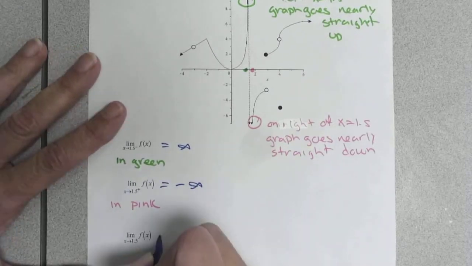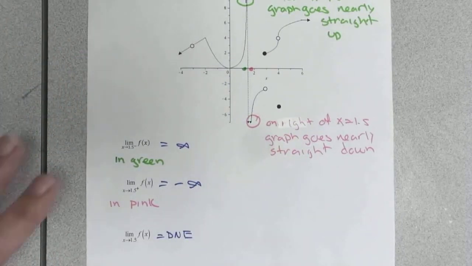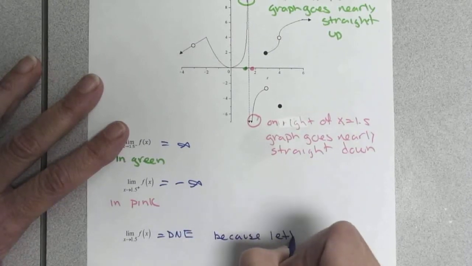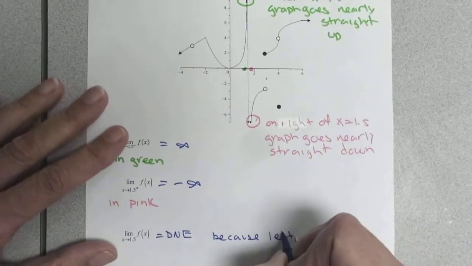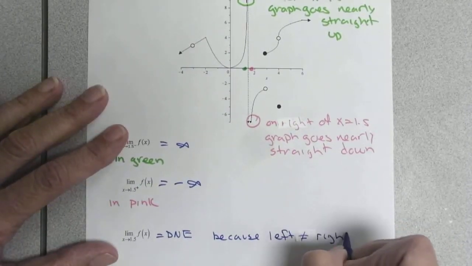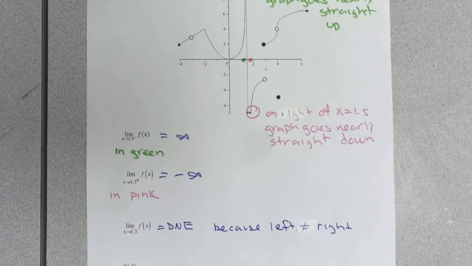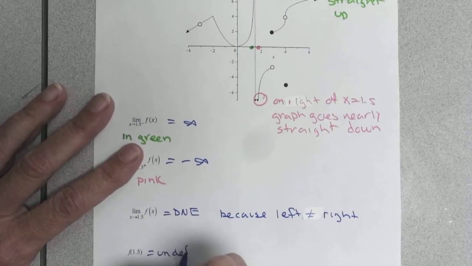At 1.5, the two-sided limit, we can't say anything other than it does not exist. And that is because left did not equal right. Now, had both of them been infinity, we could say that the two-sided limit was infinity. If both left and right had been negative infinity, we could say that it was negative infinity. But here, all we can say is does not exist. Then finally, f of 1.5, that's going to be undefined.